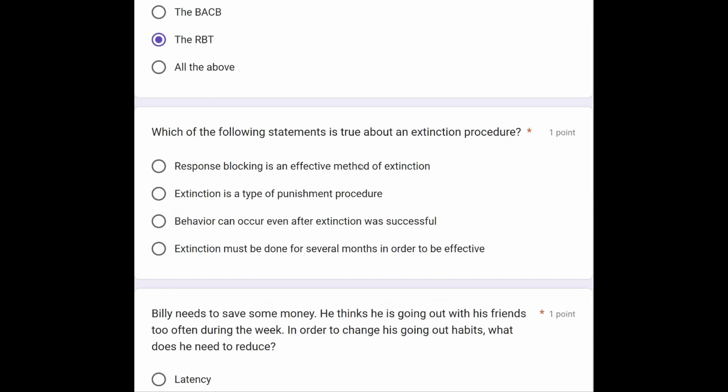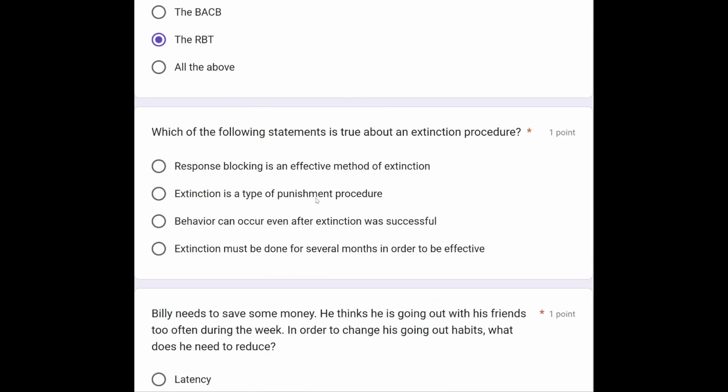Which of the following statements is true about an extinction procedure? So let's think about extinction. We talked about it a little earlier. Extinction is just withholding reinforcement for a previously reinforced behavior. When we think about extinction, we think about extinction bursts and spontaneous recovery and that kind of thing. This question is asking about true statements. So one of these is true, 3 are false.